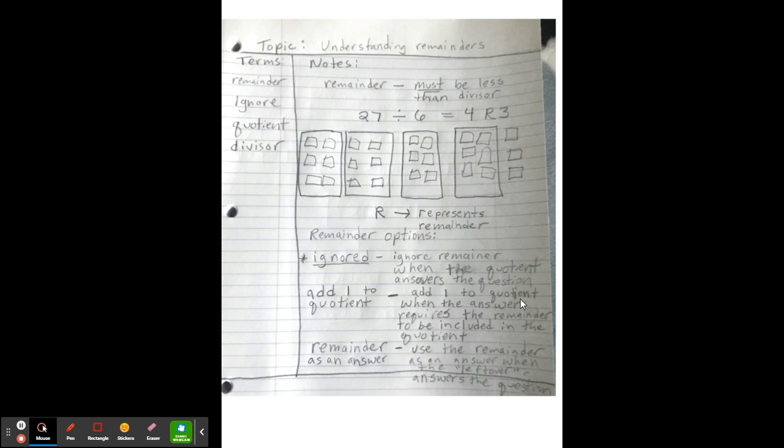So you're going to add 1 to the quotient when the answer to the question being asked requires the remainder to be included. So for instance, in this case, where we have 4 pages completed, but there's a 5th page that has not been started. Well, it's been started, but it hasn't been finished. So that means we're actually working on 5 pages. We've got 4 complete with 1 started. So we would have to add 1 to the quotient to make the answer for that question.